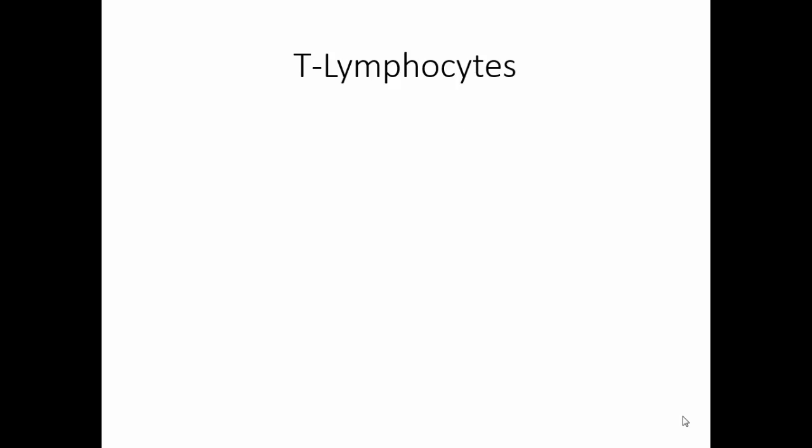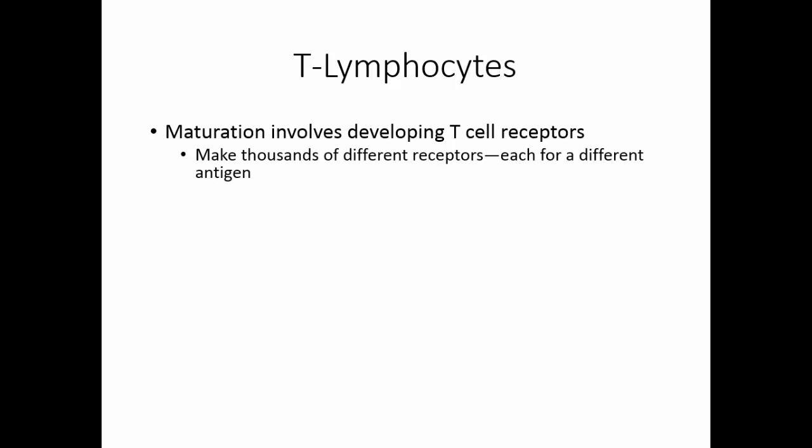Let's look first at the T lymphocytes. Their maturation involves developing T cell receptors. Now, the body can make thousands of different receptors. Each one is for a different antigen. We have the ability to respond to hundreds of thousands of different antigens.